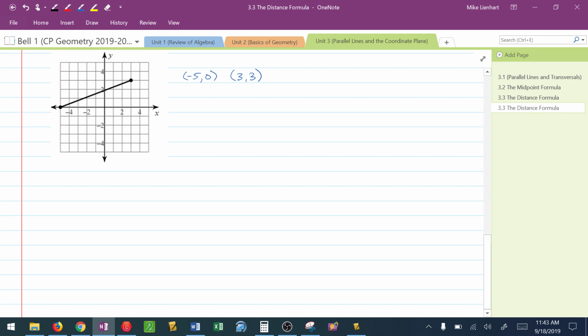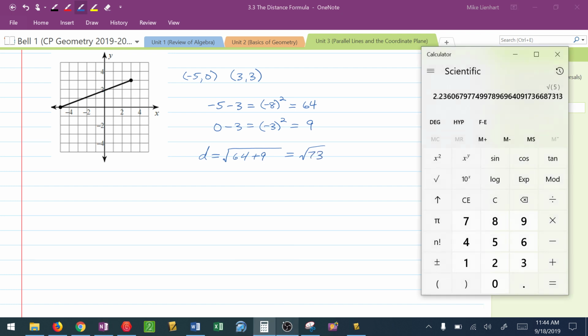So I'm going to subtract the x's, -5 minus 3, which would be -8 squared, +64. Subtract the y's in the same order. 0 minus 3 is negative 3 squared is 9. I know that the distance is the square root of 64 plus 9, or the square root of 73. And again, to approximate it, I'm going to take that and use my calculator, and I get that that's about 8.5.